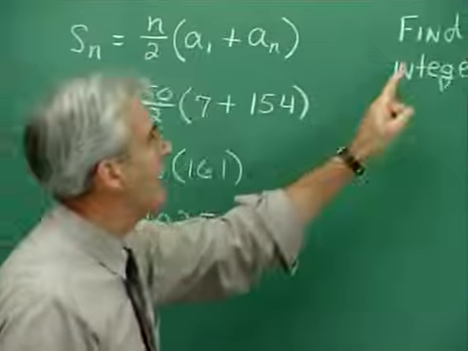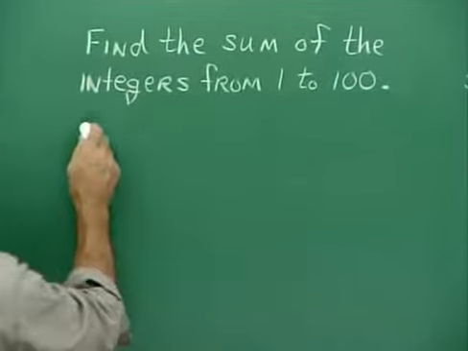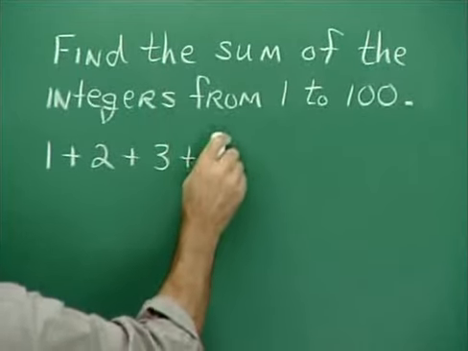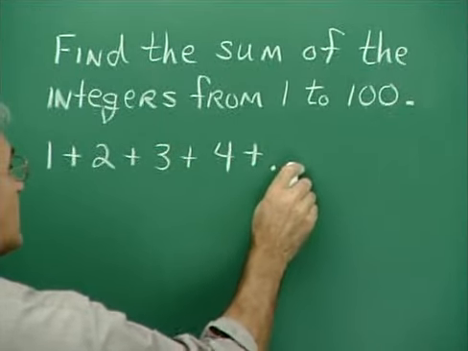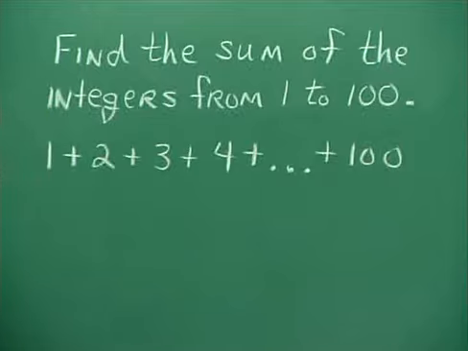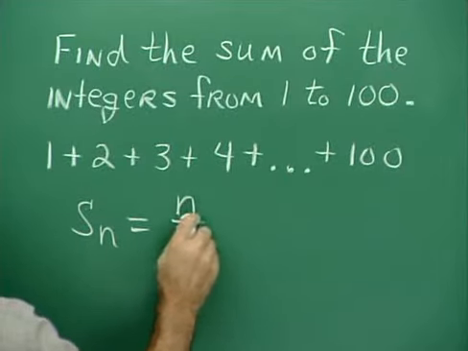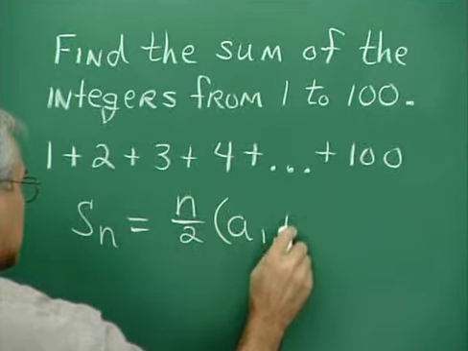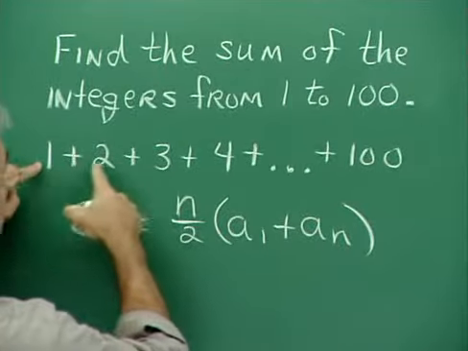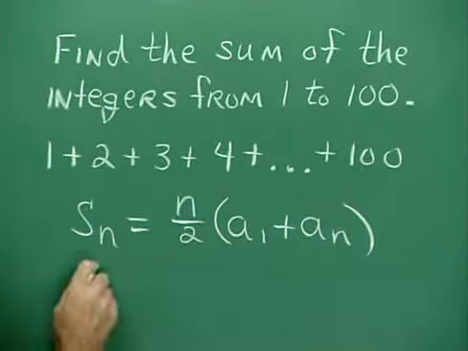In this one, we want to find the sum of the integers from 1 to 100. From 1 to 100, that means we're taking 1, adding 2, then 3, 4, and so on, all the way up to 100. All right, we can use our formula. Now, we know that we have, well, let's see, we have a built-in counting mechanism here. We have 100 items. So this is S sub n.